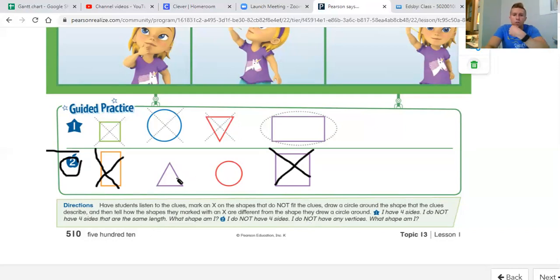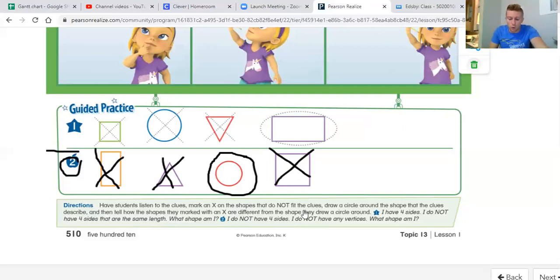So out of these two shapes, which one of these does not have any vertices? Well, if you know anything about circles, you know circles have no vertices. That means our circle is the winner of this one, of the What Shape Am I challenge for number 2.